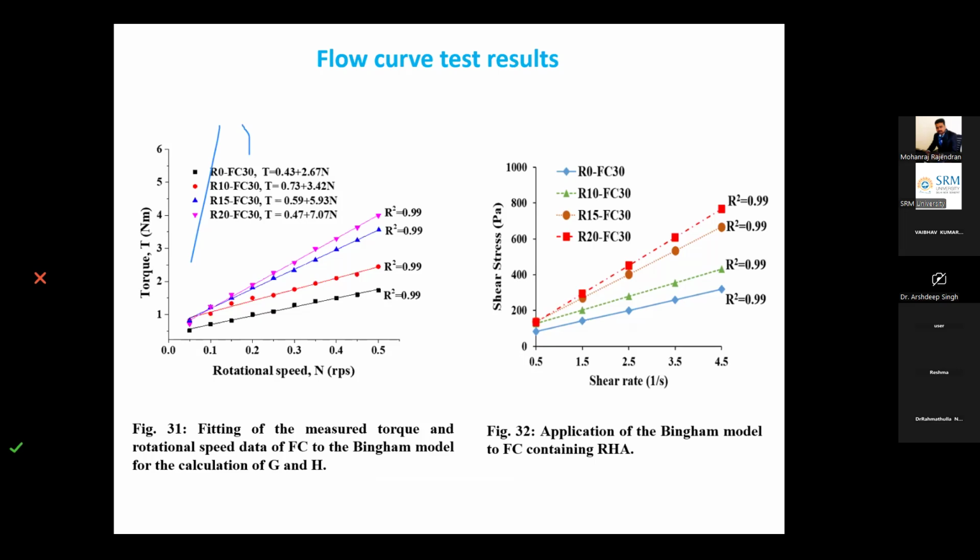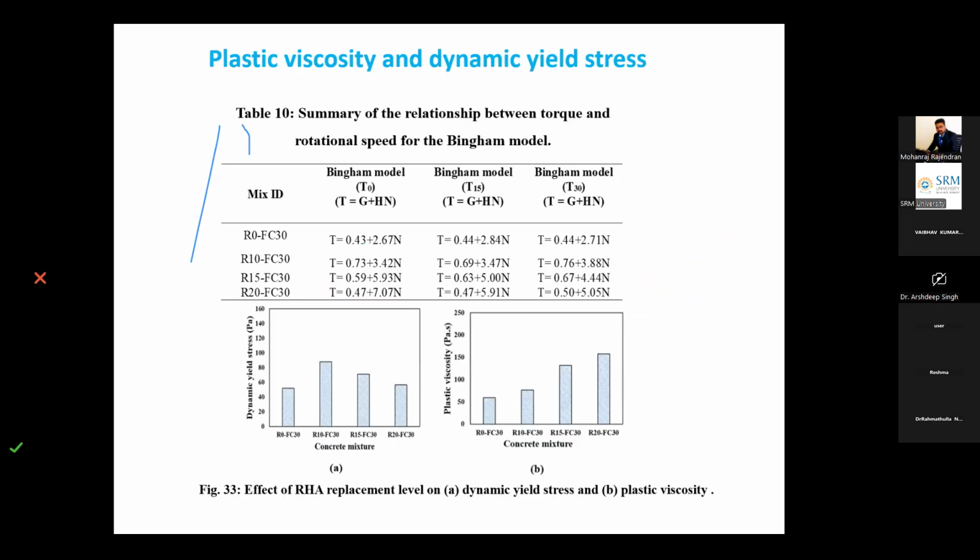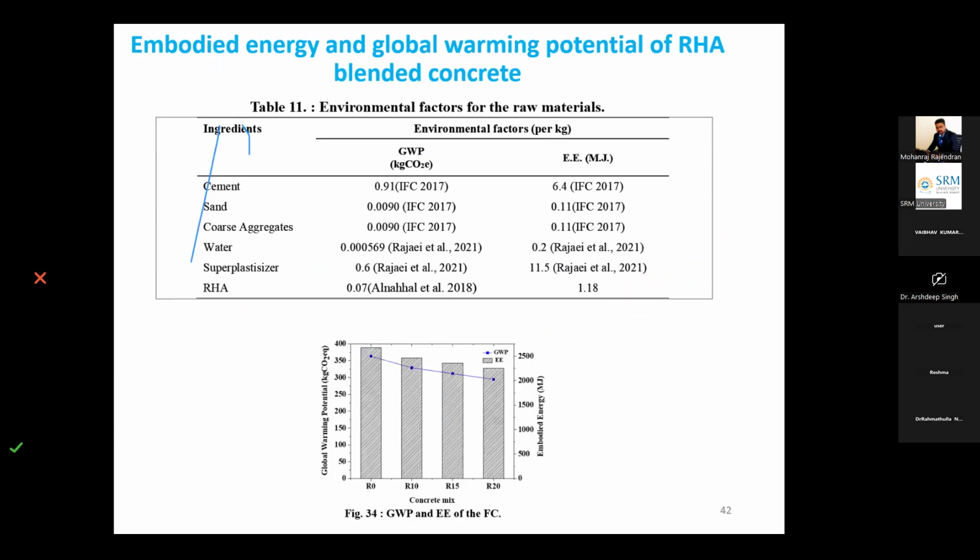So what does it mean? It means that the greater the quantity of RHA, the greater the viscosity of the material, or we can say this will make our concrete more viscous. So these are the dynamic yield stress and plastic viscosity values; the viscosity changes with the addition of this material. For the same material, if we compare environmental factors like global warming potential or embodied energy, they are going to reduce.